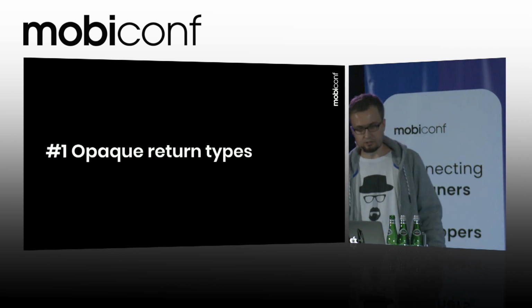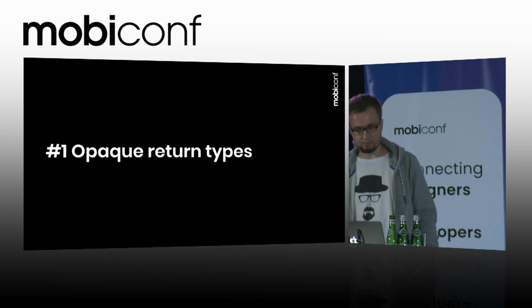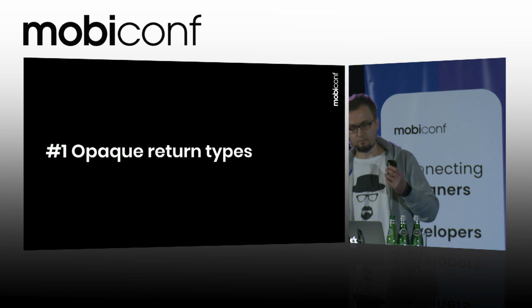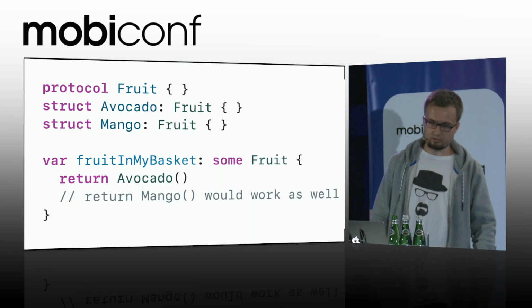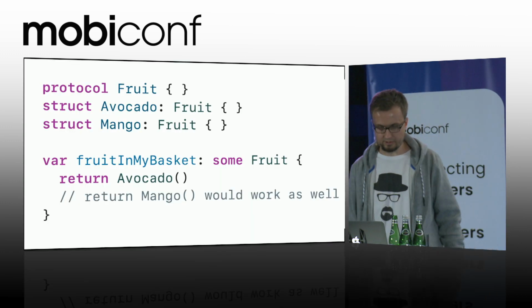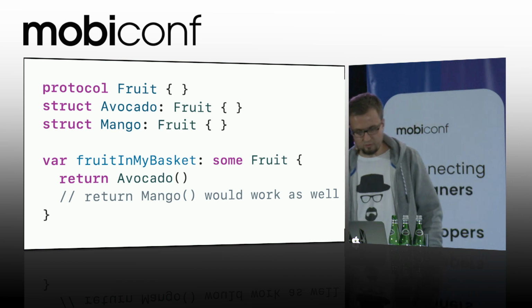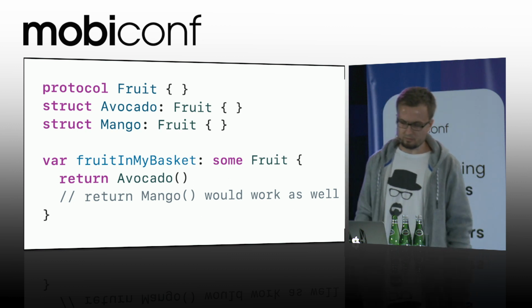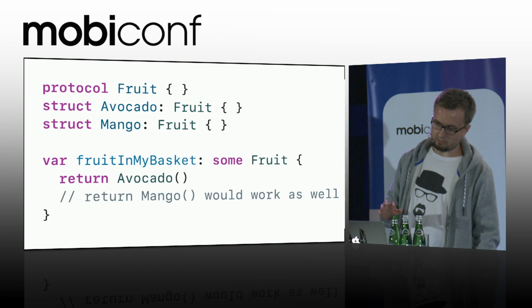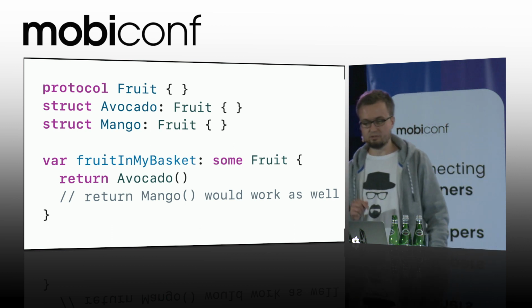Firstly, opaque return types. What are those? Let me provide an example. You declare a protocol called Fruit and 2 conformances, Avocado and Mango. And the fruit in my basket should be some kind of fruit. But we don't tell what kind of fruit this will be. This will be determined dynamically.